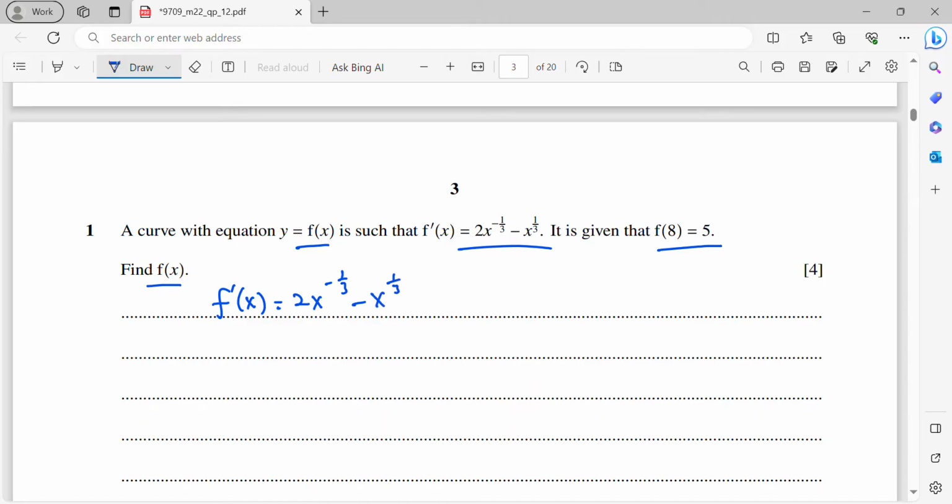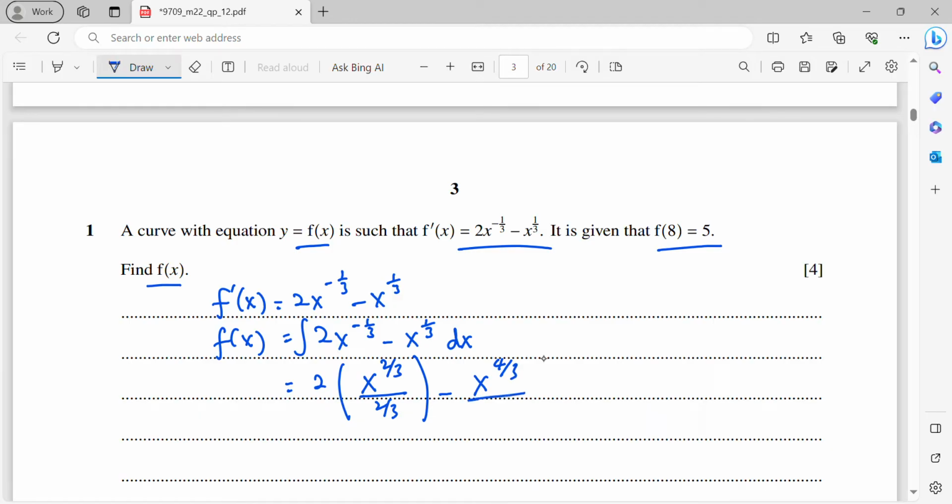To get the f(x) from f prime x, basically we need to integrate. So f(x) is the integration of 2x to the power of negative 1 over 3 minus x to the power of 1 over 3 dx. When we integrate a function with respect to x, we are actually adding 1 to the degree of x. So here becomes x to the power of negative 1 over 3 plus 1, it will be 2 over 3, then divided by 2 over 3, then minus x to the power of 1 over 3, you plus 1, it becomes 4 over 3, then divided by 4 over 3 and plus c.